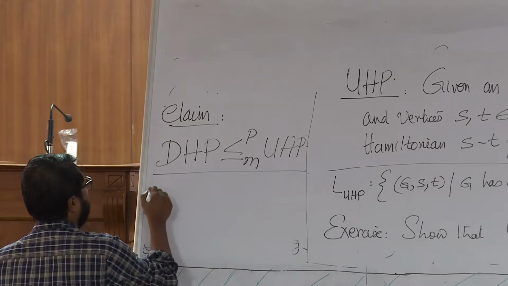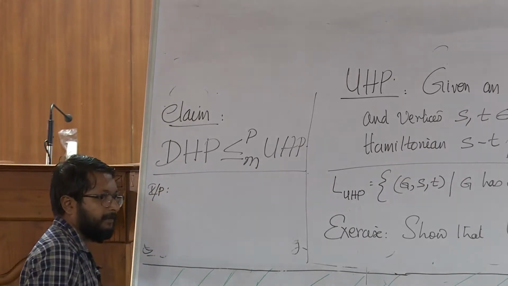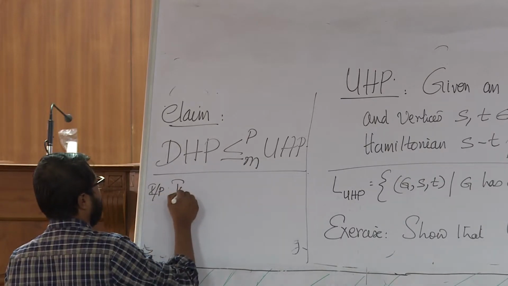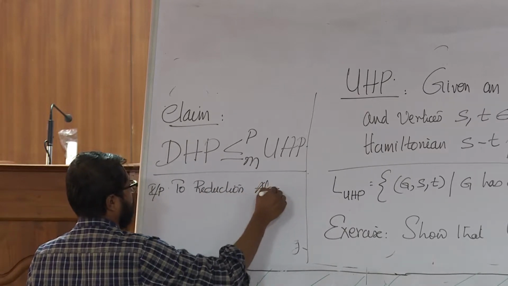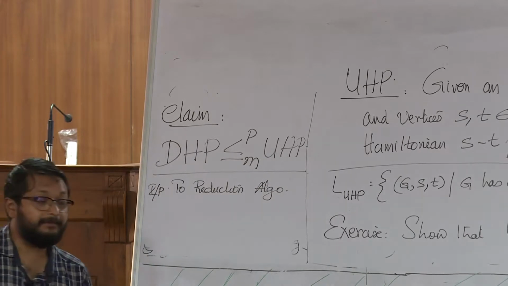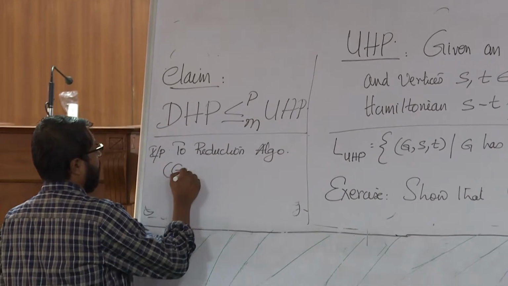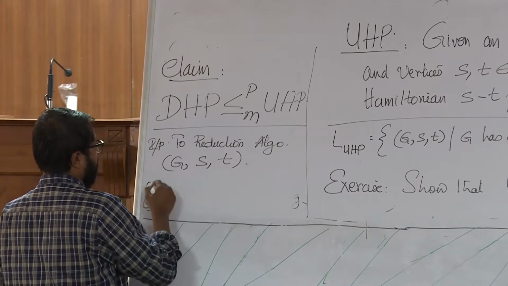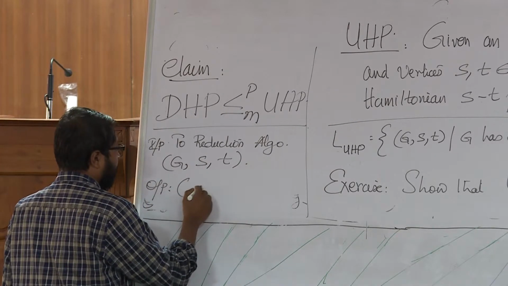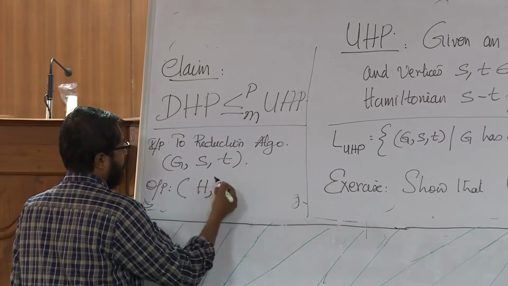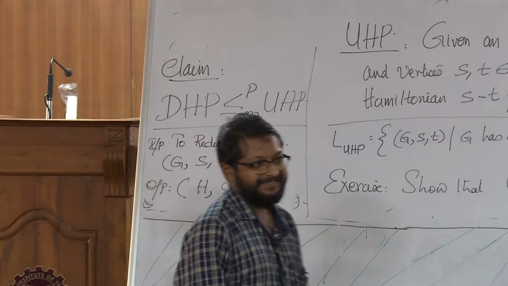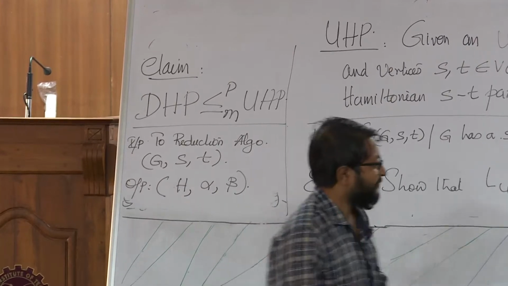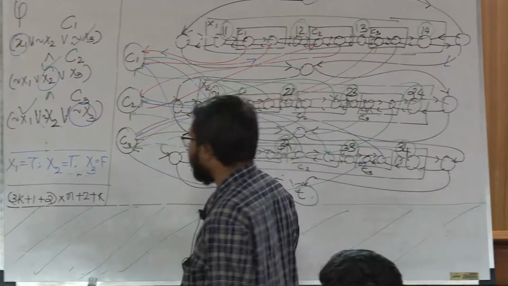So what is the input to the reduction? What should be the input to the reduction algorithm? A directed graph, a vertex S and T. Output, an undirected graph, say H, and let's say 2 vertices alpha and beta. So tell me how to get alpha and beta from H. So alpha and beta are the same as S and T, okay?